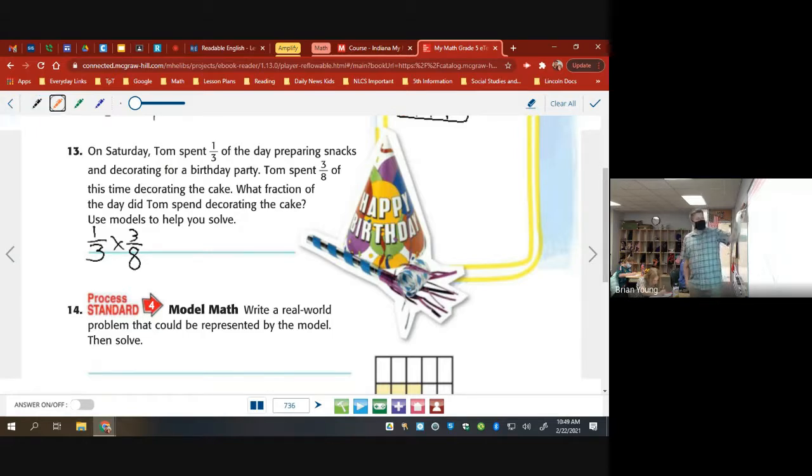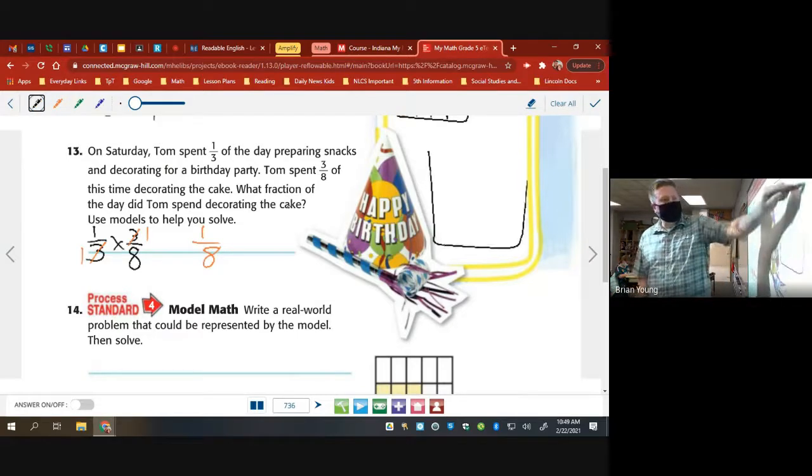If I were doing this, I would say, well, what's 3 divided by 3? What's 3 divided by 3? What's 1 times 1? 1 times 8. That's what I would do. But if they want us to draw a stupid box, I guess I will.